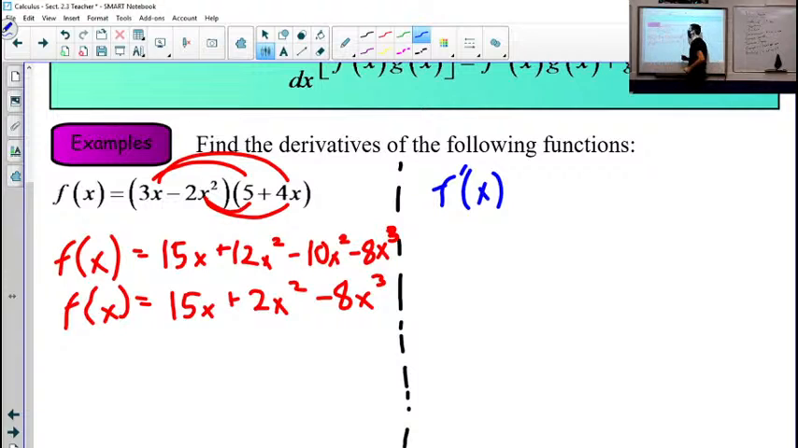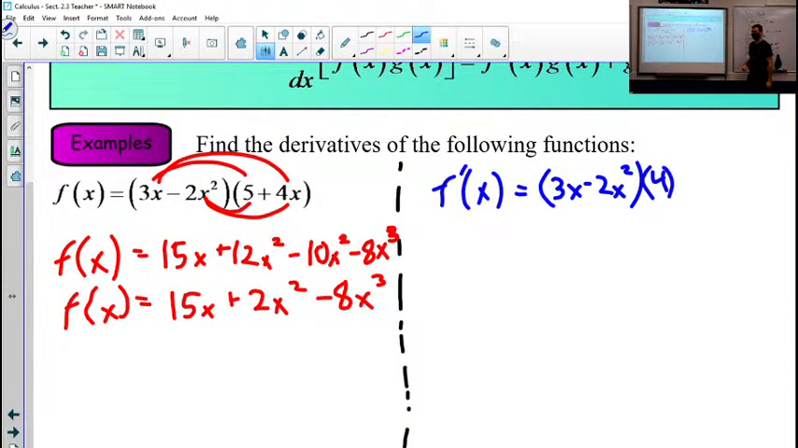So here are the two things that we're multiplying together. Again, first times derivative of the second plus second times derivative of the first. First, so we're just going to rewrite 3x minus 2x squared times derivative of the second. So I want derivative of 5 plus 4x. Derivative of 5 is 0. Plus derivative of 4x is 4. Plus the second, which is 5 plus 4x, times derivative of the first. Derivative of 3x is 3. Minus derivative of 2x squared is going to be 4x.